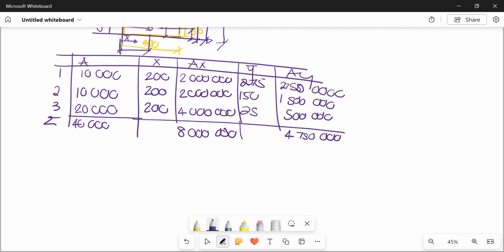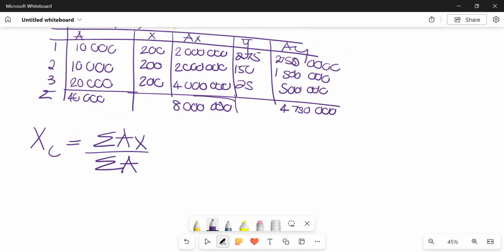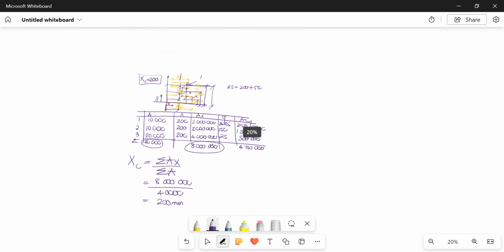Okay, then now we are one step closer to getting our centroid. Our centroid along the x-axis will be the sum of your ax over the sum of your area. So it will be 8 milli over 40,000. And it's 200. So I believe we have proven our theory on here.